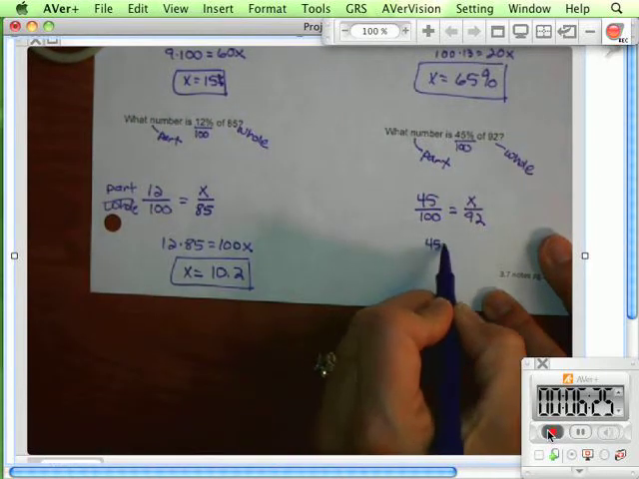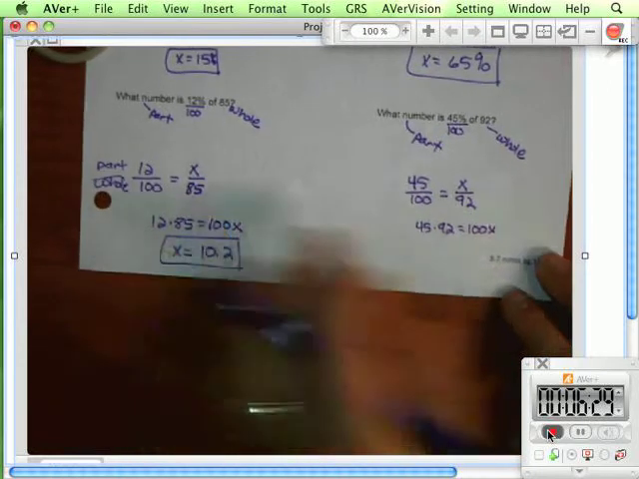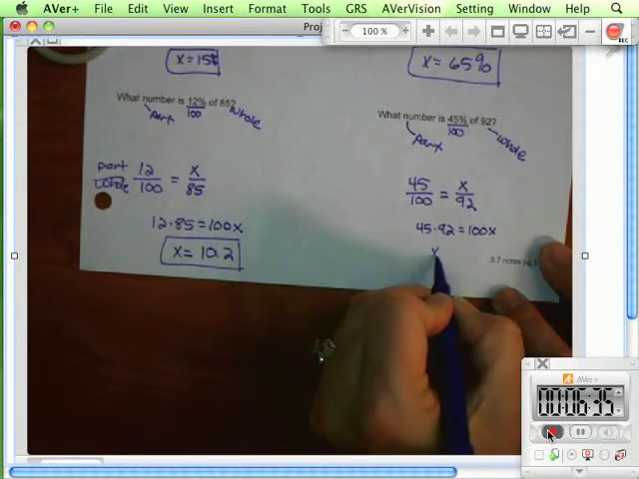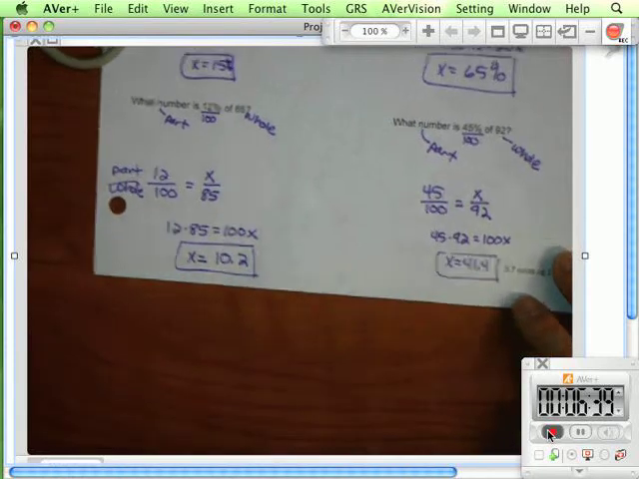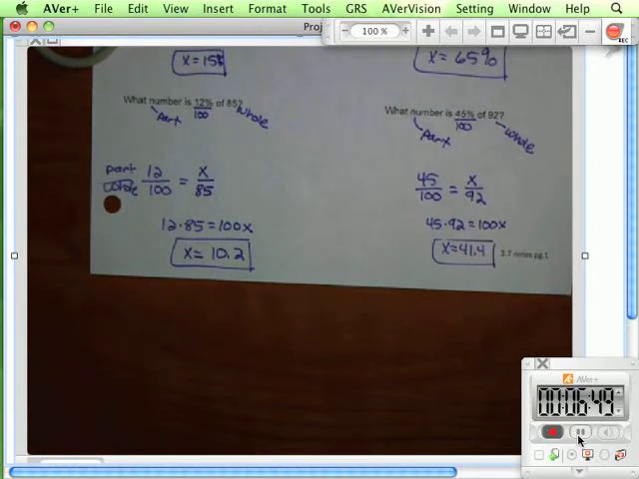45 times 92 equals 100x. X equals 41.4. So far, so good? You just have to use proportions to solve these problems.